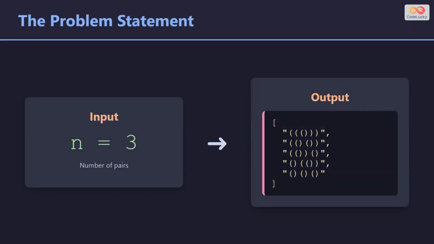Let's define the goal clearly. We are given an integer n, which represents the number of pairs of parentheses. Our task is to generate all possible combinations of well-formed parentheses. For example, if n is 3, we need to return a list of strings where each string contains 3 opening and 3 closing brackets, arranged in a valid order. The output should look like the list shown here.